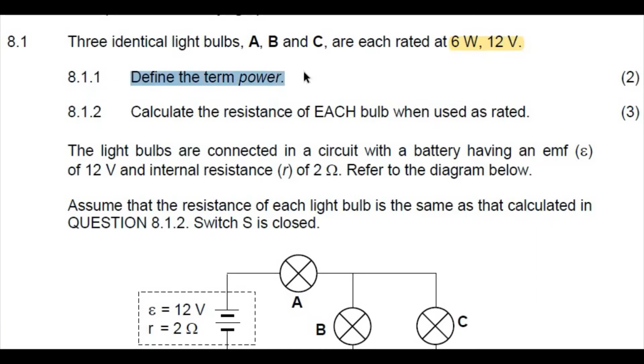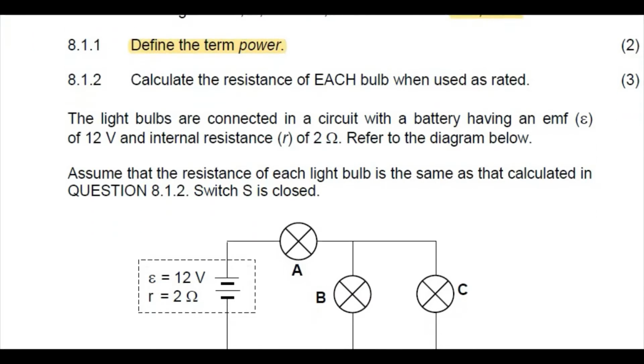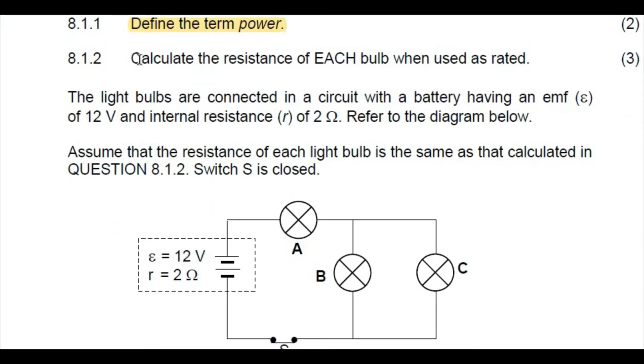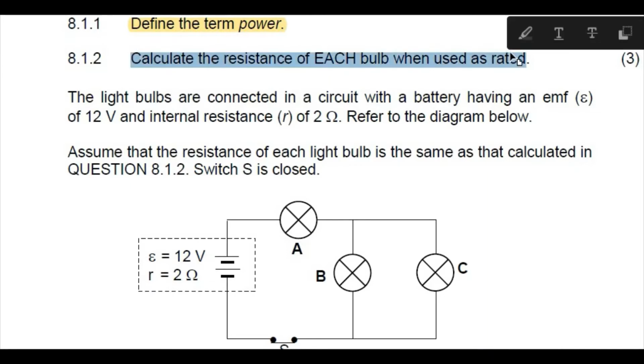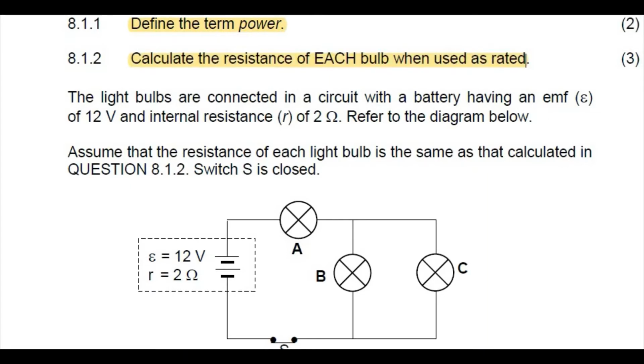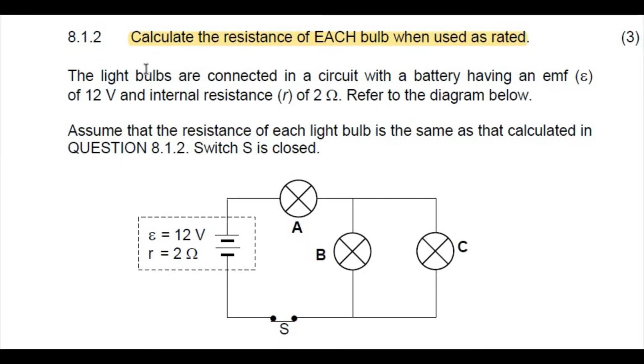8.1.1 requires us to define the term power, and we all know that is the rate at which work is done. And then 8.1.2, we have to calculate the resistance of each bulb when used as rated. All right, so you will see just later in the video how it is that you actually do that.